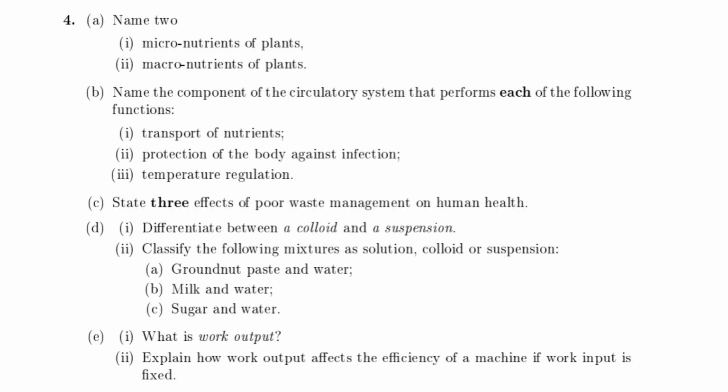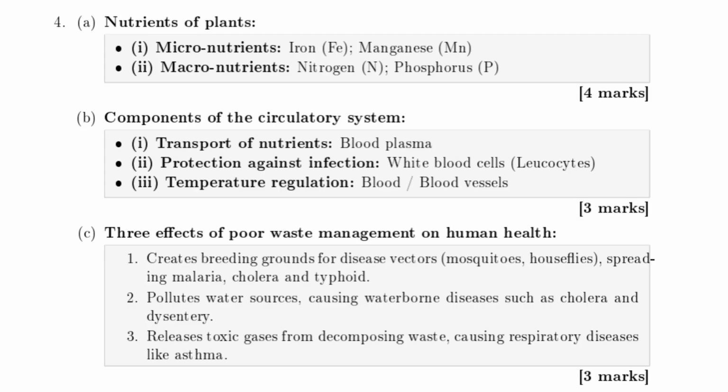So let's look at our answers. Nutrients of plants: micronutrients are iron and magnesium, then macronutrients are nitrogen and phosphorus. The component of the circulatory system that transports nutrients is the blood plasma. Protection against infection: you have the white blood cells, and for temperature regulation you have what? Blood vessels.